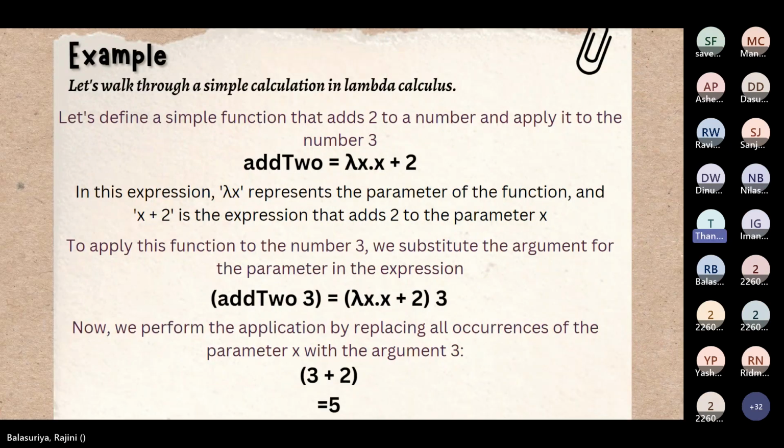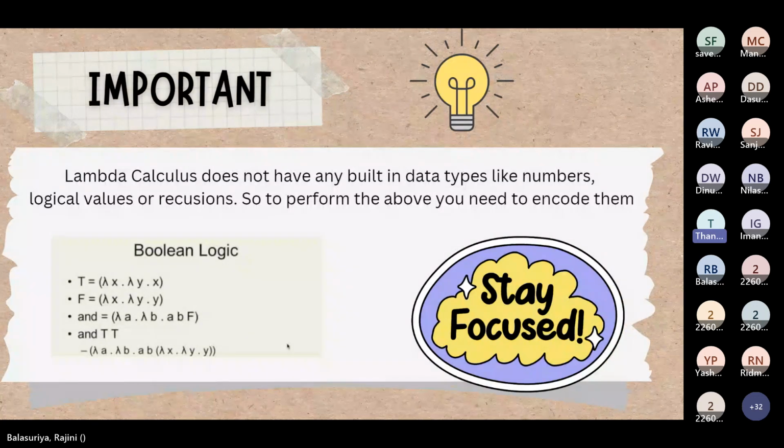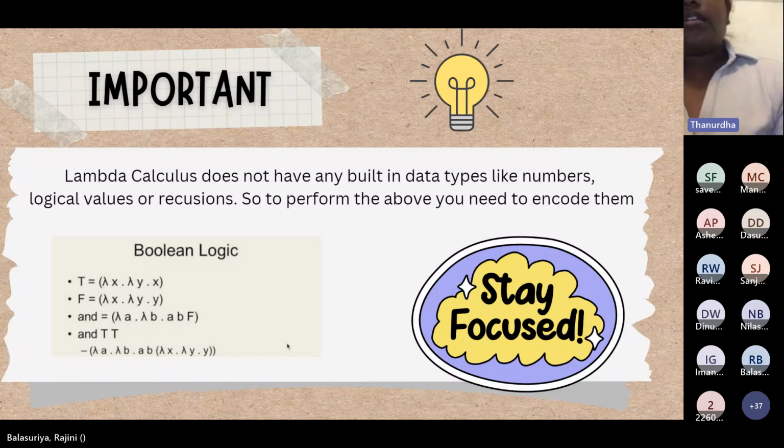So this is the example we just did, and we have included it in the presentation as a guide for you. Lambda calculus basically has nothing in it. It's just got variables, a way of building functions, and a way of applying the functions. It doesn't have built-in data types or numbers or logical values or any recursion. So to perform these, you have to encode them. The encoding we will show you is the logical values true and false.